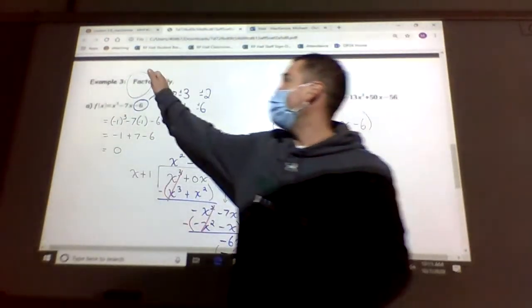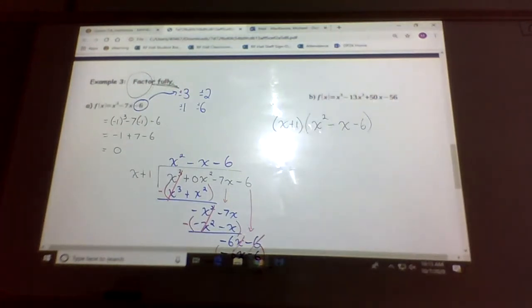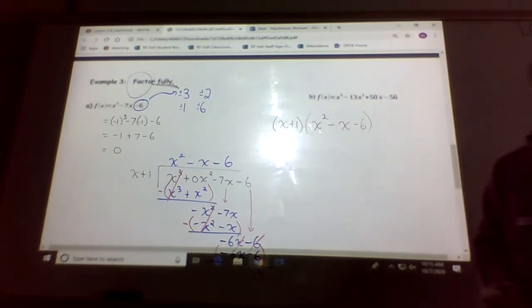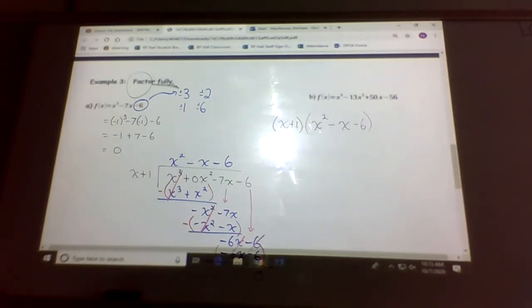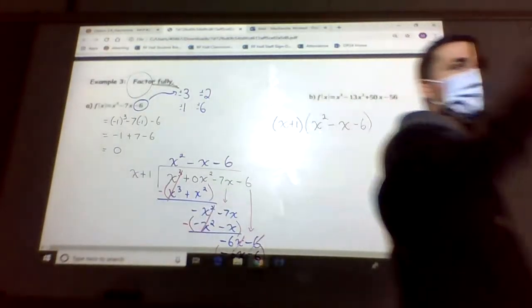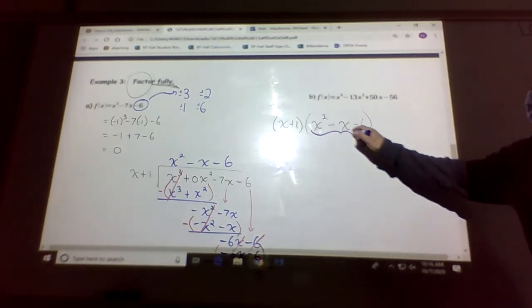The question says factor fully. We didn't factor fully yet. We just factored once. What do you think we have to do now? We could do all this again, but that takes too much work. Plugging in? Easier than that. No plugging in. Factor. Let's factor this.